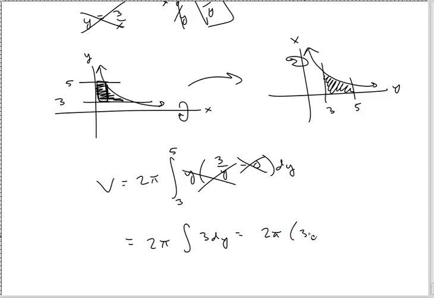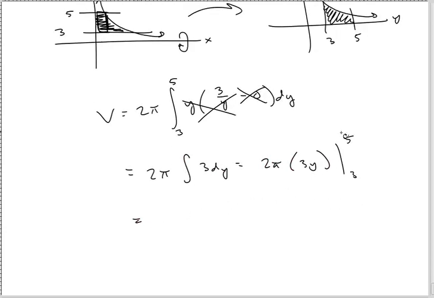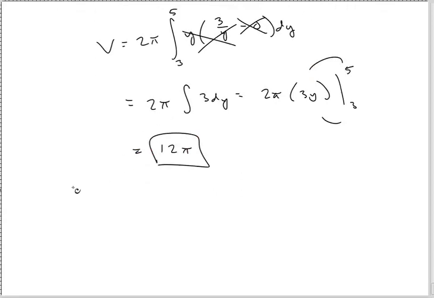Don't overdo it, though, here, okay? Oop, that's a 3 to a 5. So we got 6 pi y. Plug them in, 12 pi is your answer. Okay, cool. Let's do another one.